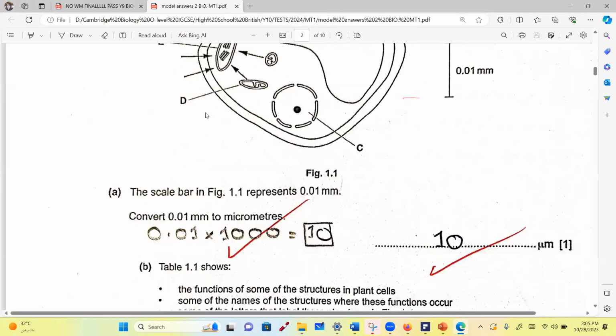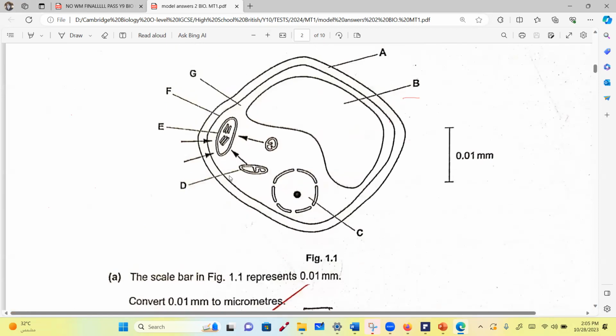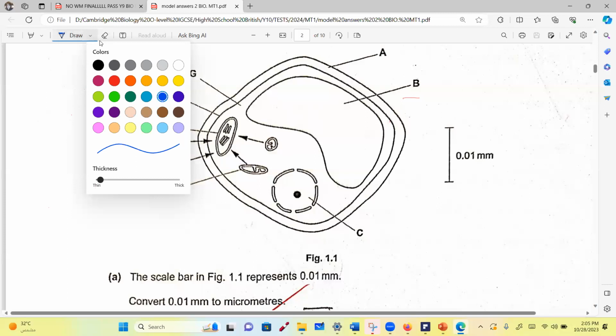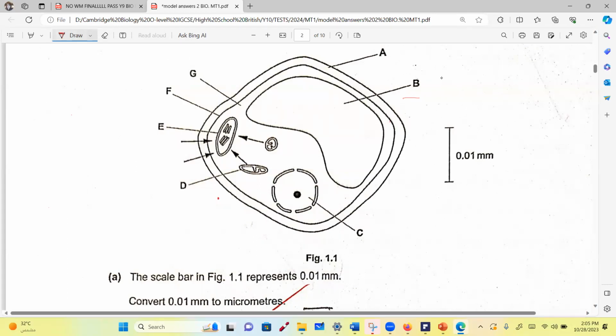So why is D the mitochondria, not the chloroplast? Because of the membrane in it. Folded in a membrane. Because the membrane is folded. It's very obvious. D is the mitochondria.